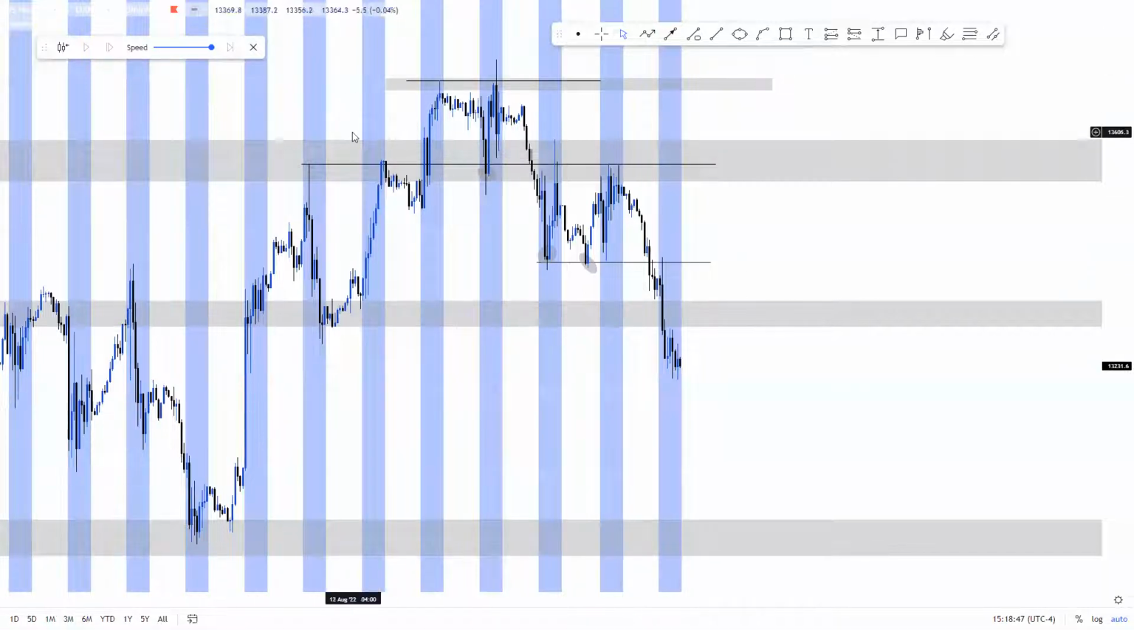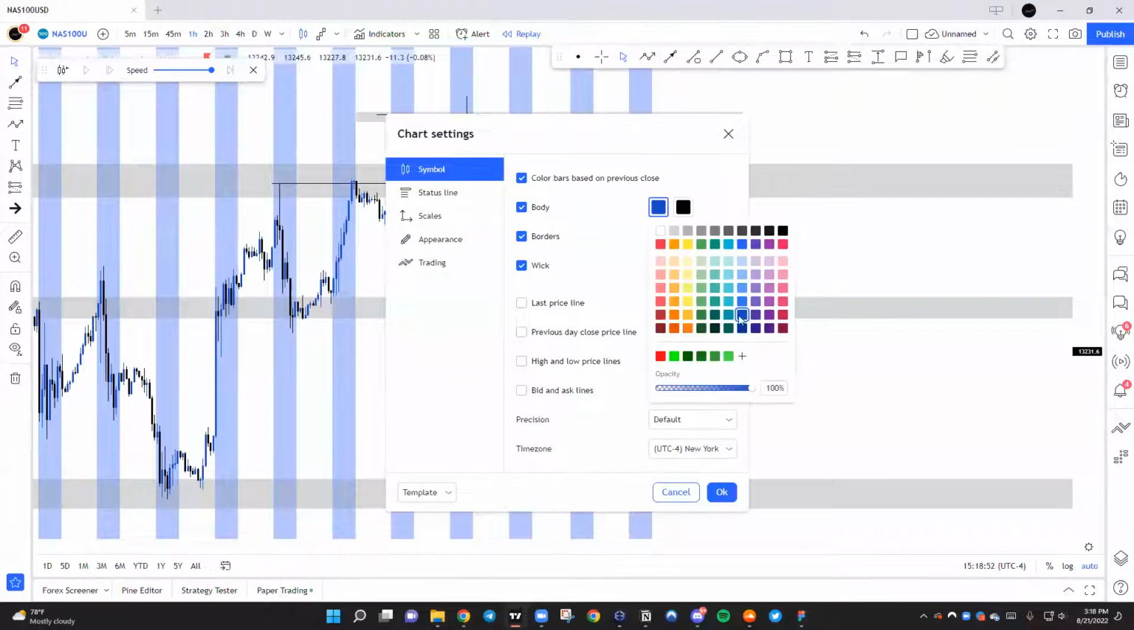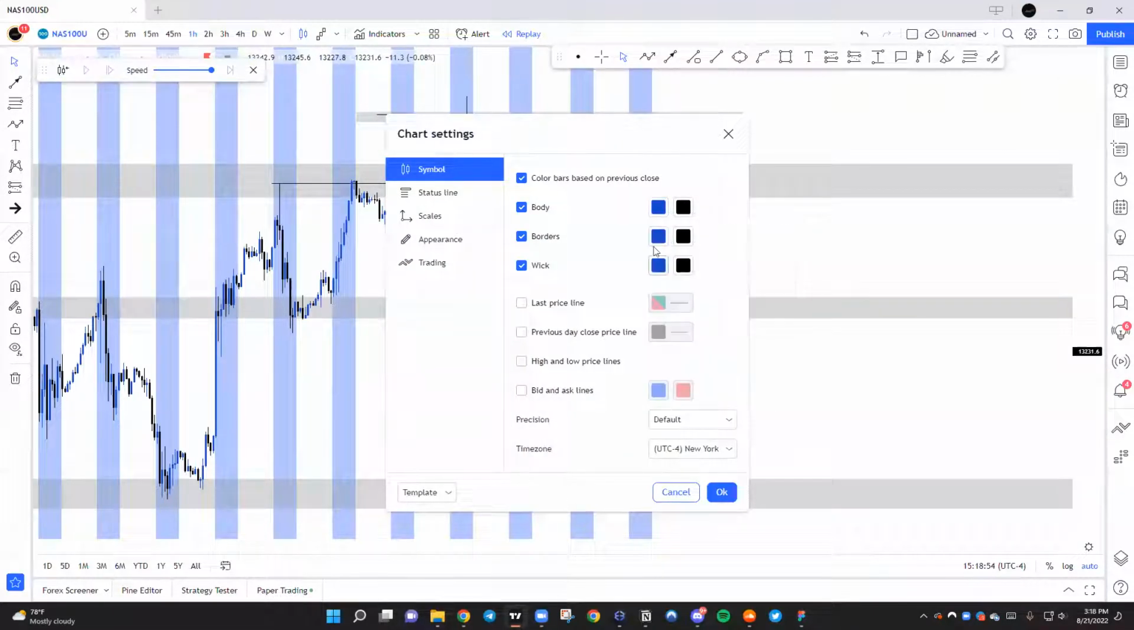Somebody said, what are my chart settings? One sec. The chart settings are this last color, black.